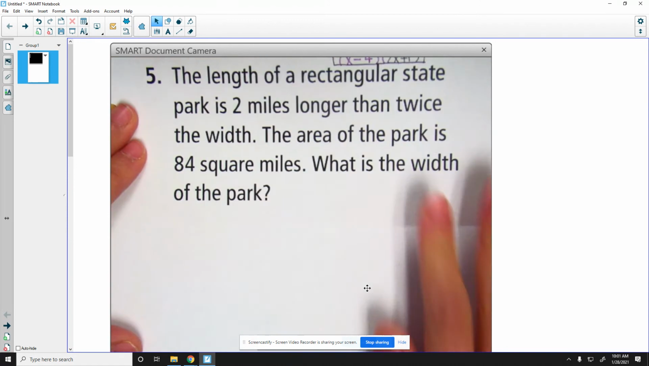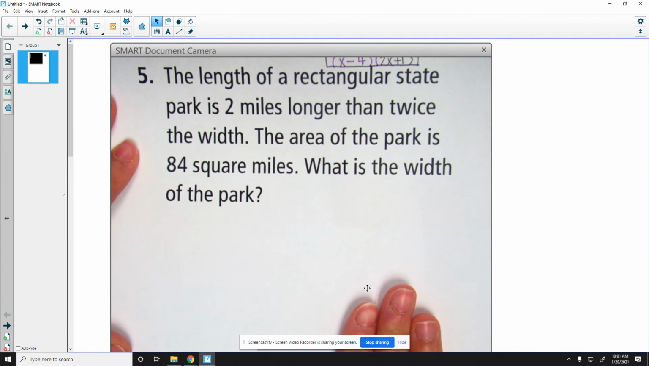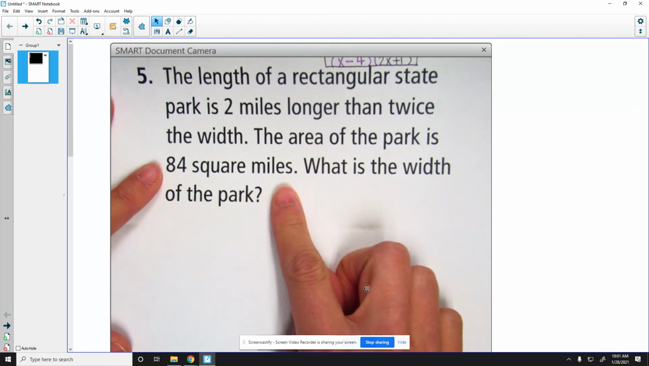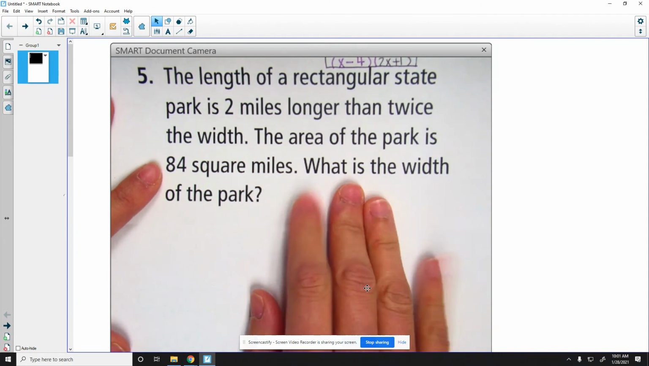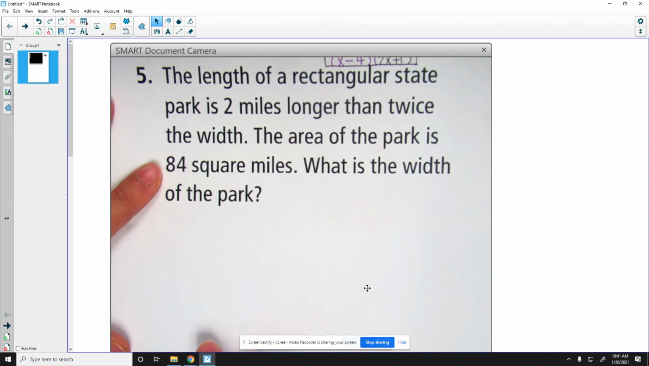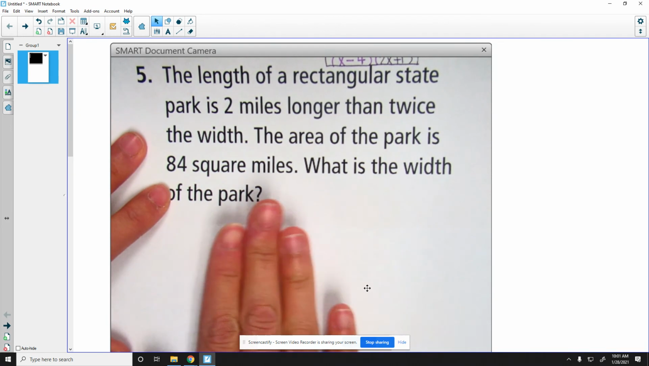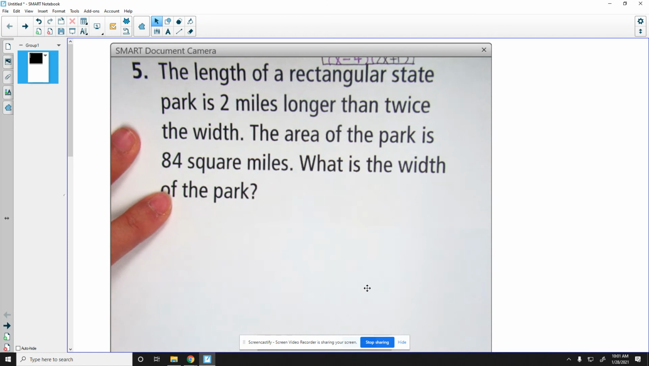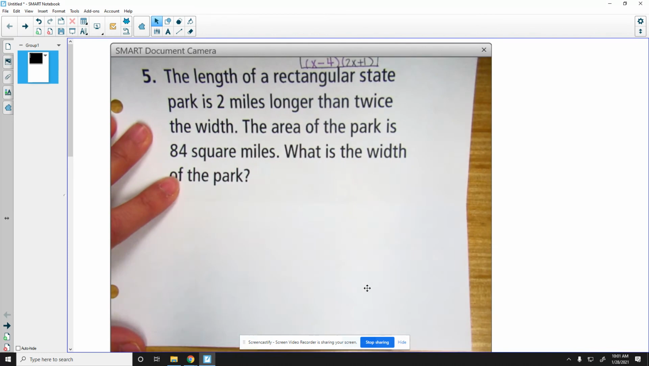Okay, last one, number 5. This one will look exactly like one of the questions on your level work. Okay, so make sure you understand how to do this. Definitely write it down because it will look exactly like your level work, okay? And I'm not going to go over that question on your level work.